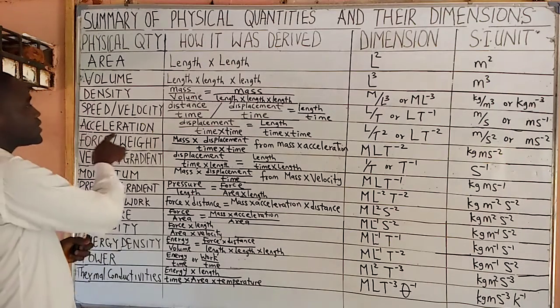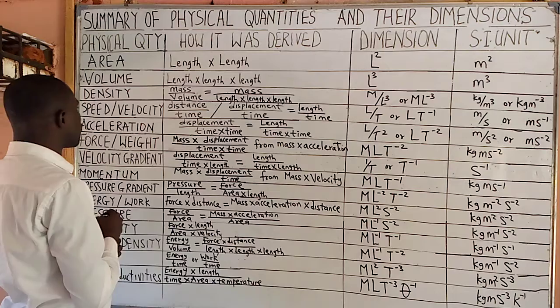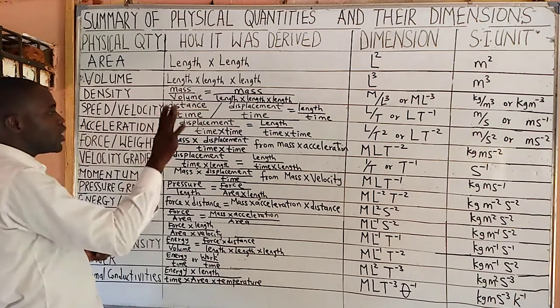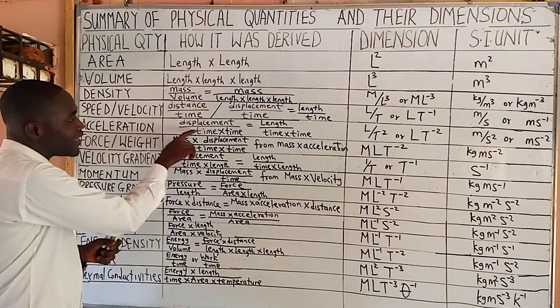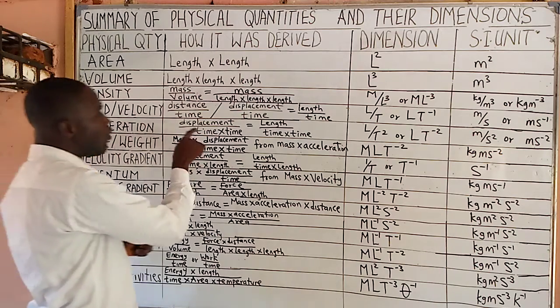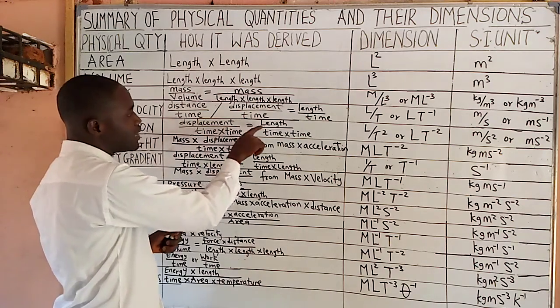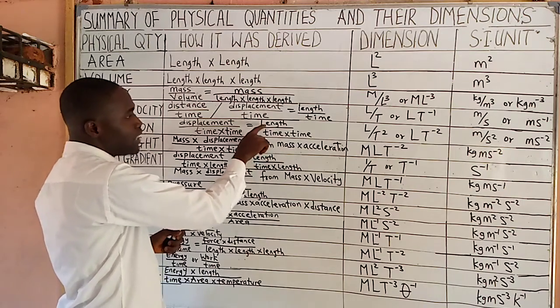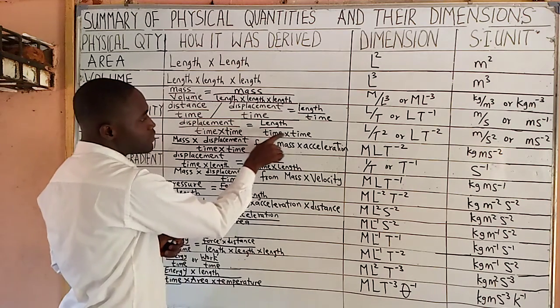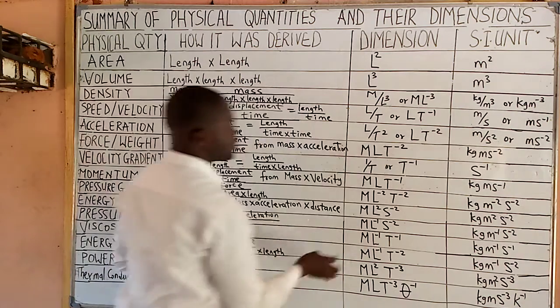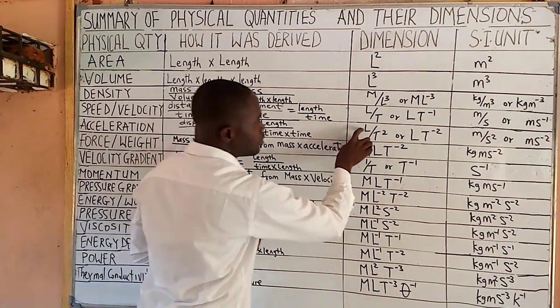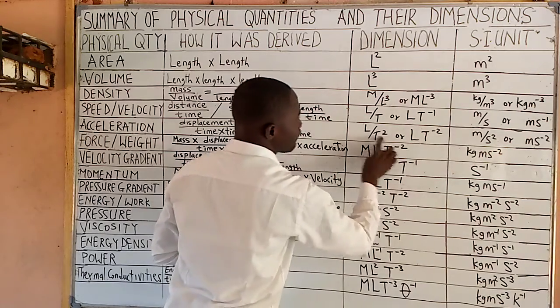Then, acceleration is equal to velocity over time. And what is velocity? Displacement over time. Then, what is the dimension of displacement? Length. So acceleration is length over time times time. Length will bring out L, time is times 2, so a power of 2. For the unit, that of L is meter, and that of time is seconds.